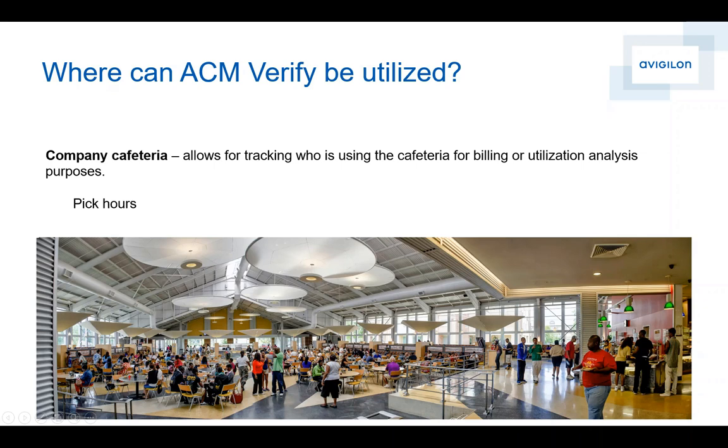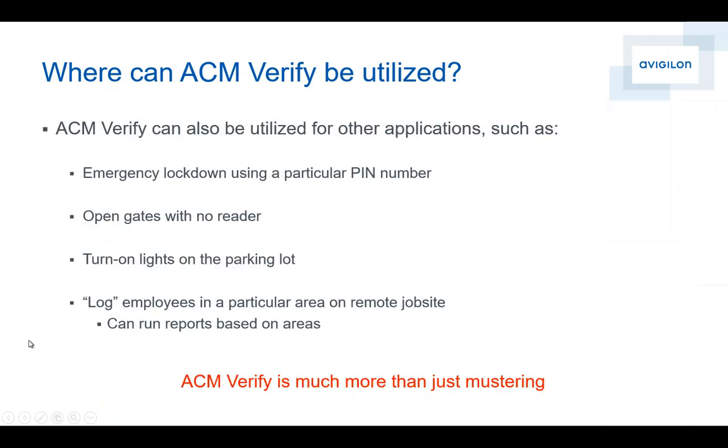And let me cover with you in this next slide some other ideas for how we can be utilizing this ACM Verify. So imagine emergency lockdown. I could have a special PIN number that, when entered in any of the virtual stations or a particular one, you can decide how you want to do this, you could throw the entire system into lockdown, or partially, or just in this building, or just in this area. Whatever that is, it's just tied to a PIN number on a virtual keypad. So that gives you a lot of freedom to manipulate the system.